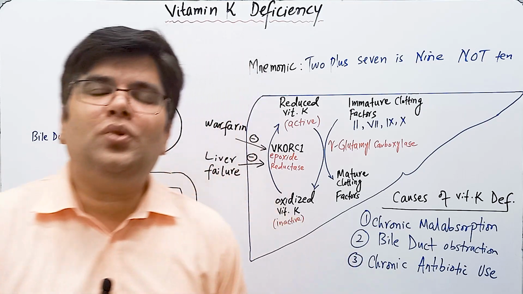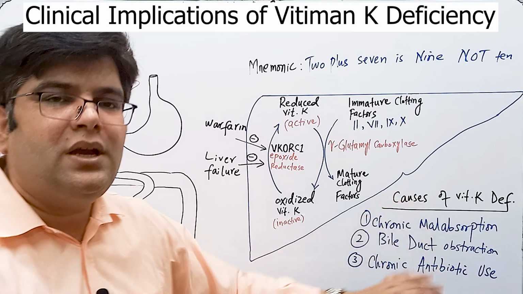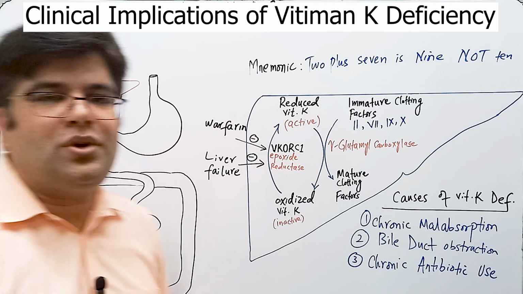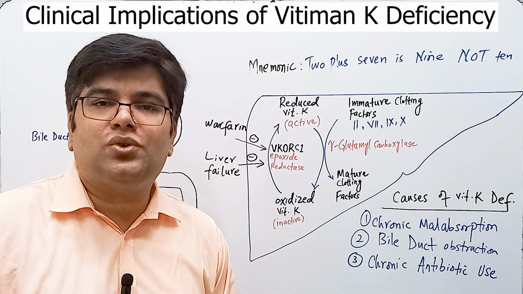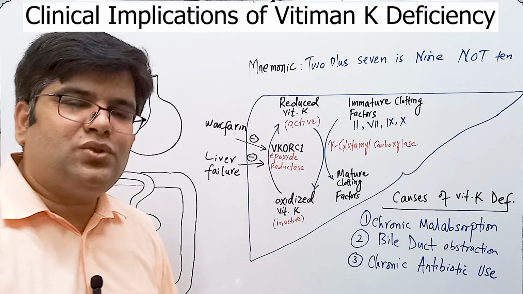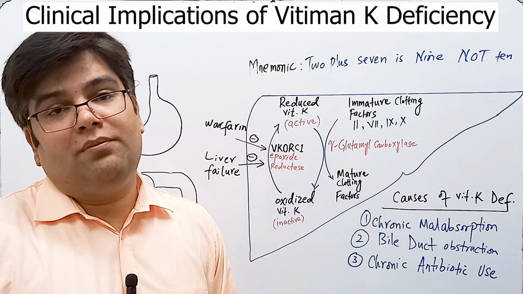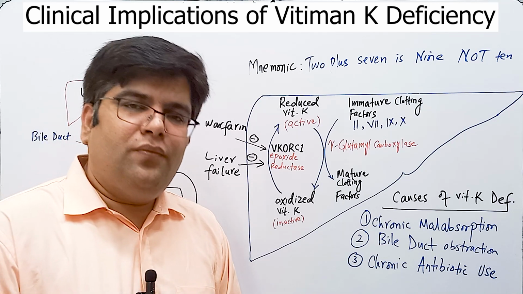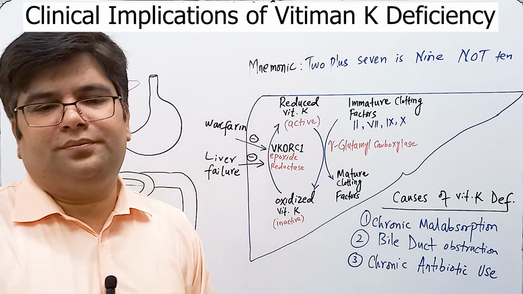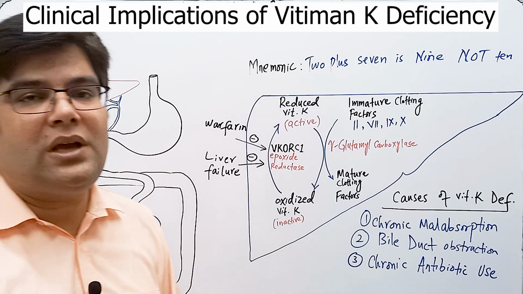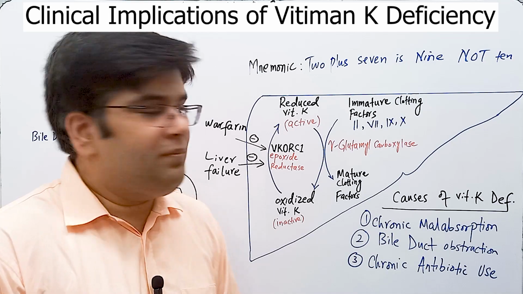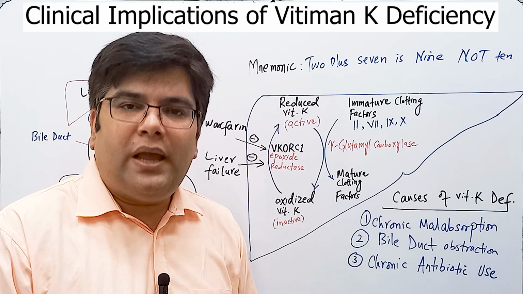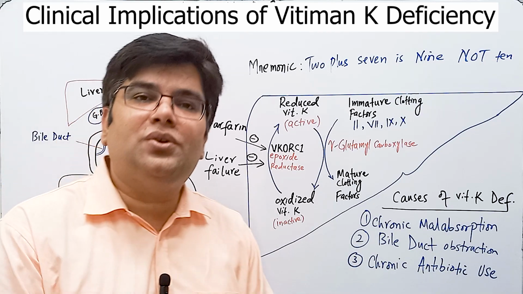Here, I would like to discuss two important clinical implications of these causes of vitamin K deficiency. Let's suppose a person is having bile duct obstruction because of bile stones, and that leads to vitamin K deficiency, and the person has to undergo surgery. So what will we do? Because the person is deficient in vitamin K, we will give an injection of vitamin K to this person 4 to 8 hours before operation. This administration of vitamin K in a person who is having deficiency of vitamin K will cause maturation of the clotting factors.